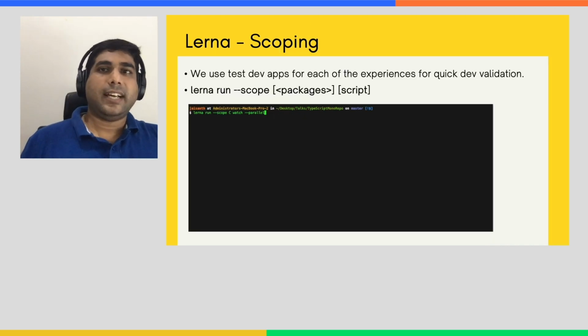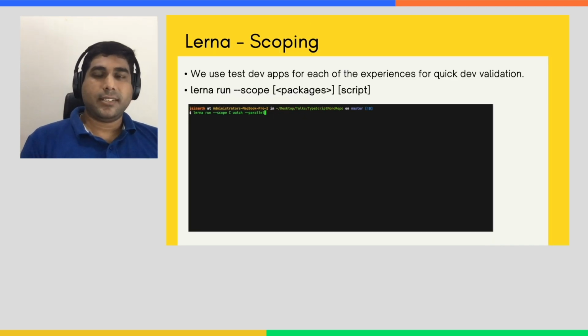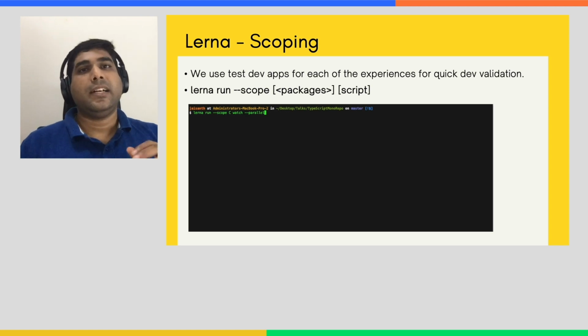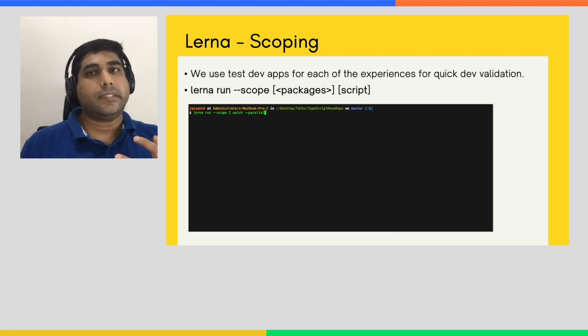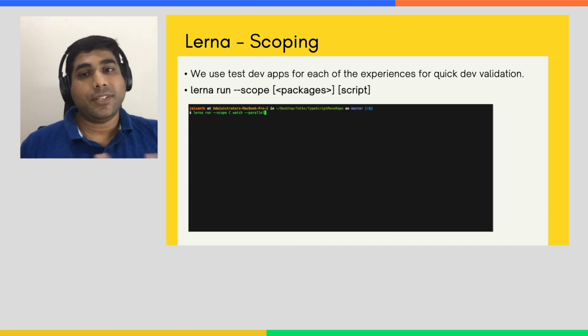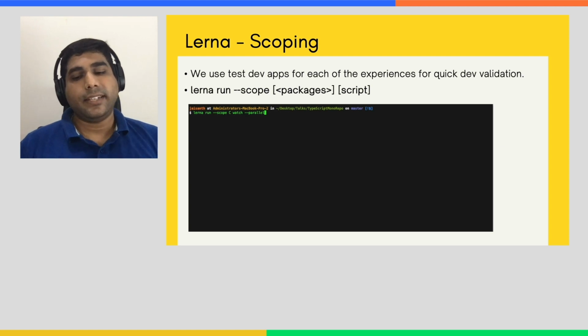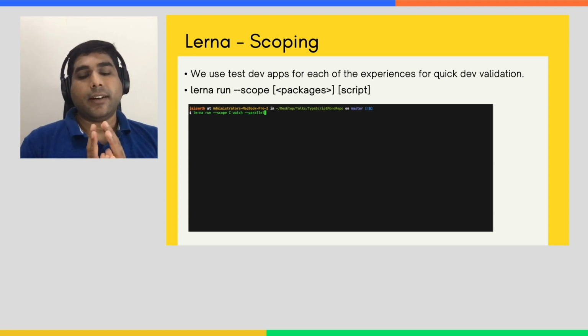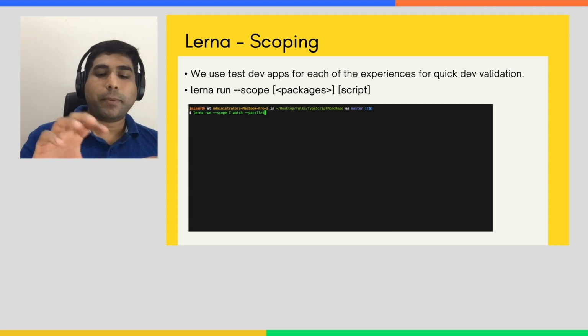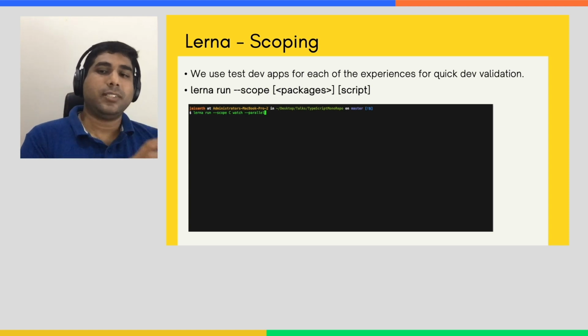One of the other things I really love about Lerna is the scoping feature. In our monorepo, we use different test dev apps for each of the experiences, like search, people. I work on the search project. So what I need to do is just run commands or watch on the code for all the packages that mainly pertain to search components, right?